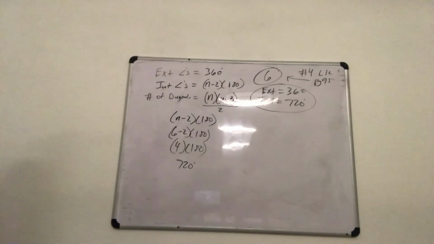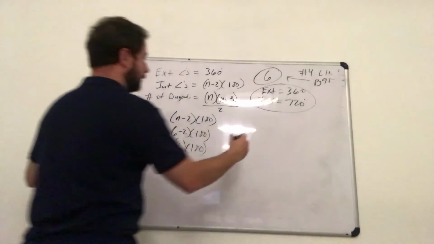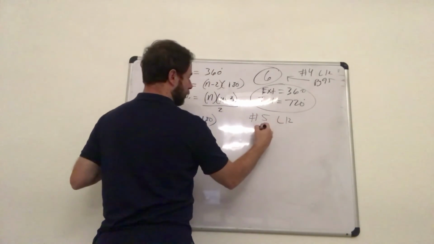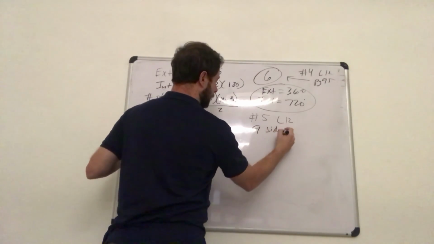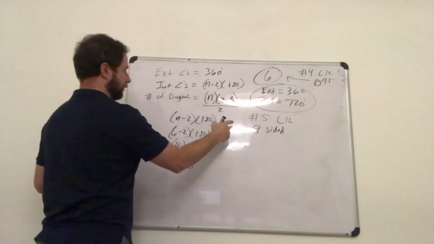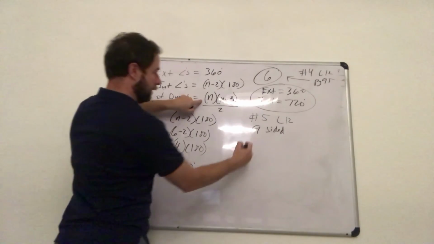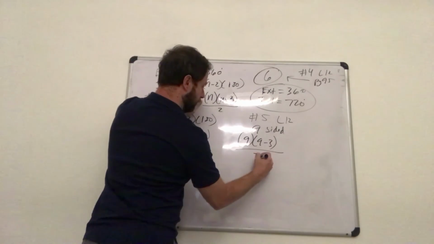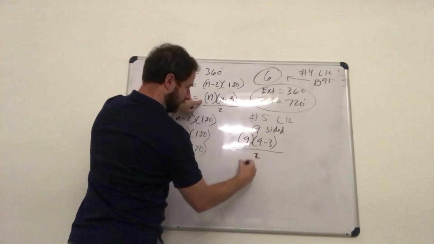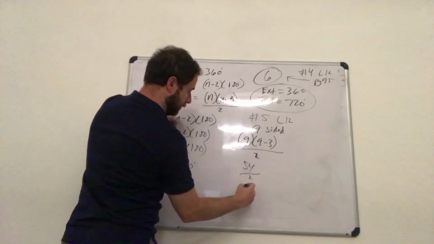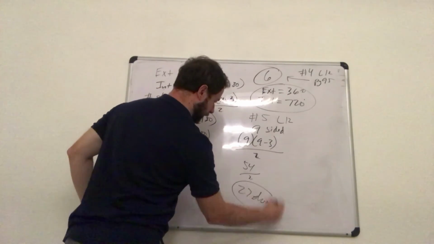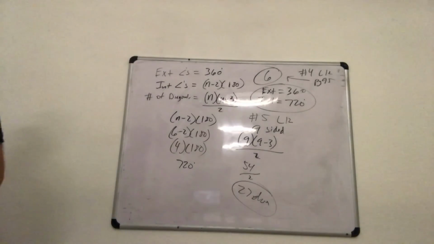Then you look at number 5. Number 5 says how many diagonals can be drawn in a 9-sided polygon. So number 5 from lesson 12. They want to know a 9-sided polygon. How many diagonals can be drawn? Well, you plug it into here. 9 times (9 minus 3) all over 2. 9 minus 3 is 6. 6 times 9 is 54 divided by 2. The answer is 27 diagonals can be drawn. So that's the answer to number 5.